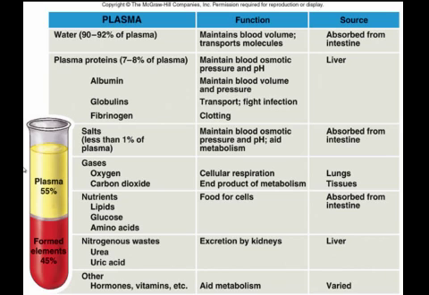Blood plasma is about 90% water. And then there are many other things that can be dissolved in that. A number of different plasma proteins, salts, ions, the gases, oxygen and carbon dioxide, any nutrients, any waste products, any hormones, any vitamins, anything that normally needs to be transported in blood can be found dissolved in blood plasma.